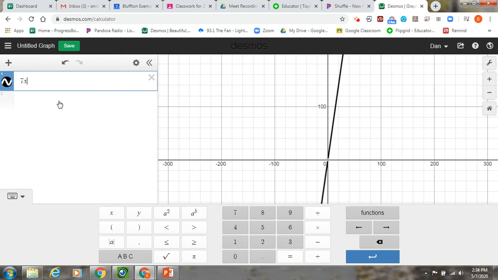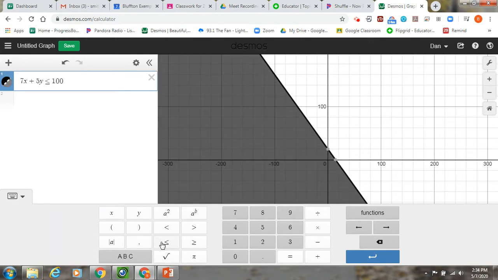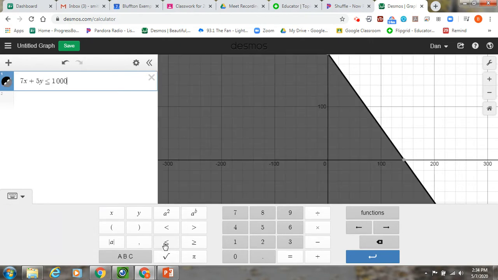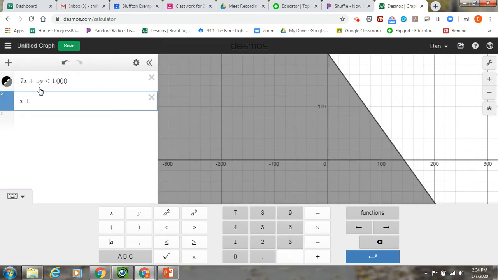All right, so 7x plus 5y is less than or equal to 1,000. Whoops, 1,000. There we go. So there's that inequality. Remember, all of these points make that inequality true. The next one was that x plus y has to be less than or equal to 180.